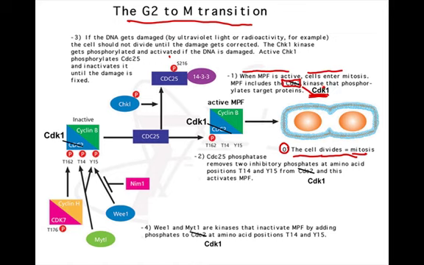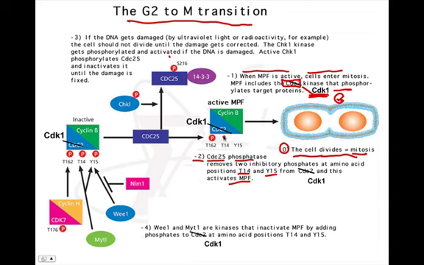And so why does it enter mitosis? Because CDK1 is activated and phosphorylates target proteins. And so that's what happens to make the cell go into mitosis. Now, how did MPF get activated? MPF gets activated here at -2. It says CDC25 phosphatase, which I just talked about, removes two inhibitory phosphates at amino acid positions T14 and Y15 from CDK1, and this helps activate MPF.